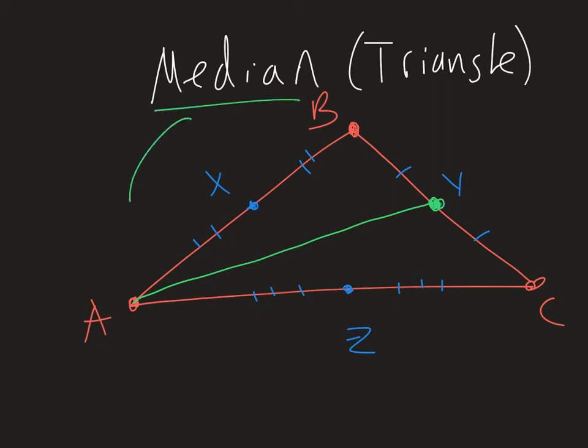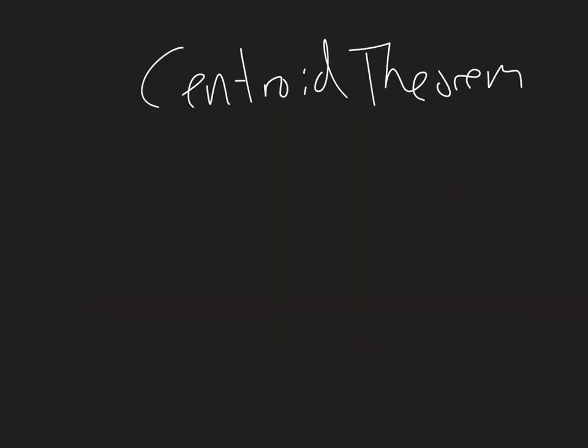So this green segment is a median. So this is one example, and then we could create others as well. So each triangle has three potential medians. Now it turns out there's a theorem for this one as well.